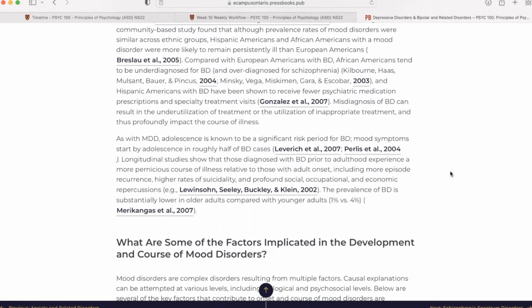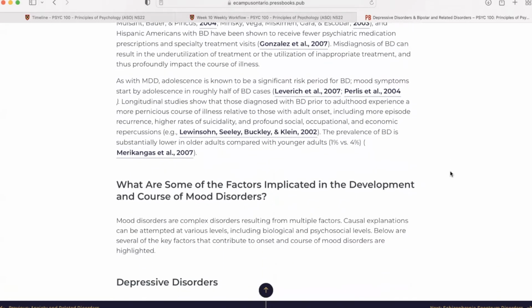Mood symptoms start by adolescence in roughly half of BD cases. Longitudinal studies show that those diagnosed with BD prior to adulthood experience a more pernicious course of illness relative to those with adult onset, including more episode recurrence, higher rates of suicidality, and profound social, occupational, and economic repercussions. The prevalence of BD is substantially lower in older adults compared with younger adults, 1% versus 4%.